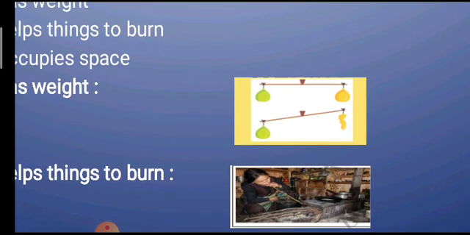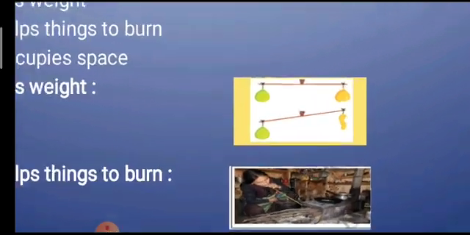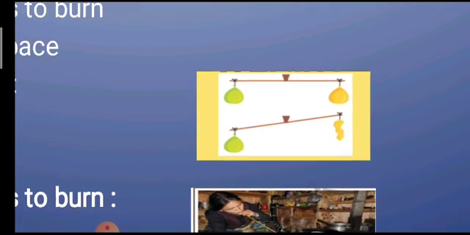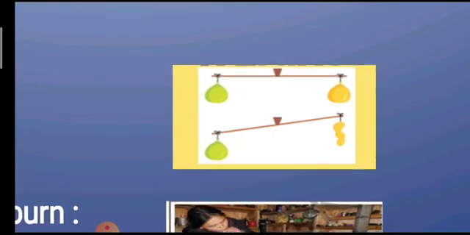The stick starts bending down towards the balloon which is filled with water. So from this experiment we can say that air has weight. The one filled with water is heavier, and the lighter one turns upwards. Okay, this shows that air has weight.